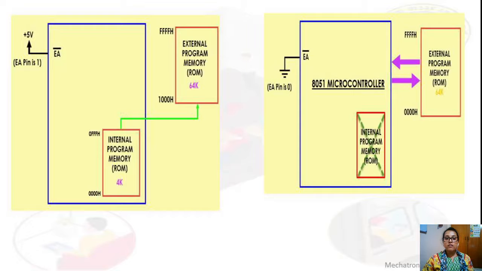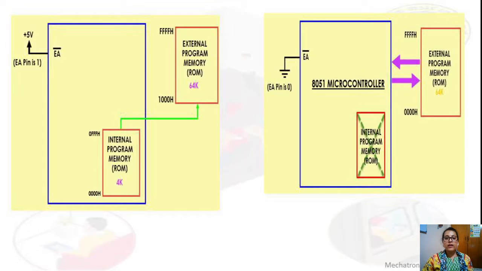See here, this is the internal memory extension, and this is the external program memory extended. So it is directly connected to my 8051 microcontroller by making EA bar, that is the external access pin, connected to ground. Then the CPU can communicate with only the external program memory here.